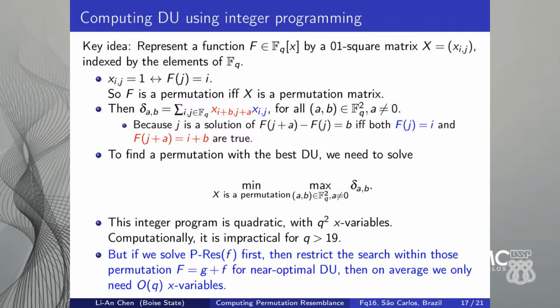But the nice thing is we find out that if we solve TRES first by my first integer program, and then we restrict the search within these permutations that are produced by my solution, then on average we only need big O of q x variables. So we can actually compute something more interesting rather than just 19 or 17.